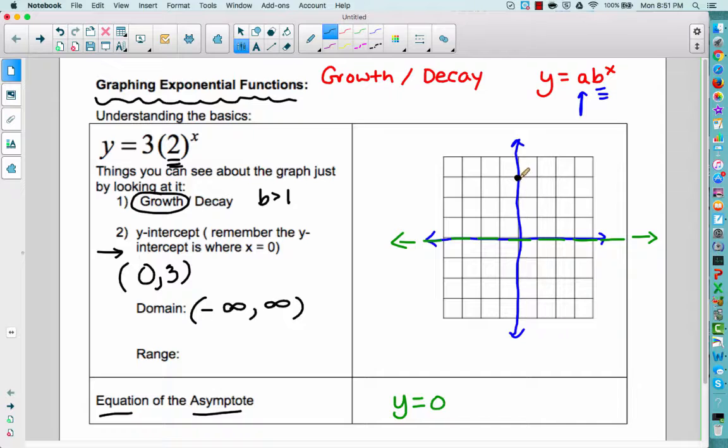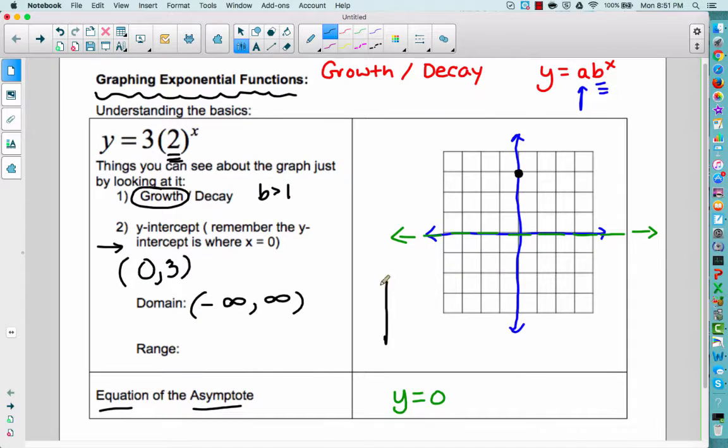All right, so now I plot the y-intercept (0, 3). So it's right about here. But I actually need 2 other points on the graph. So I'm going to make a table of values, and I'm going to use -1, and then I'll put that (0, 3) in there, and 1. These are nice, easy points to use. You could use bigger points if you wanted to, but you don't really need to.